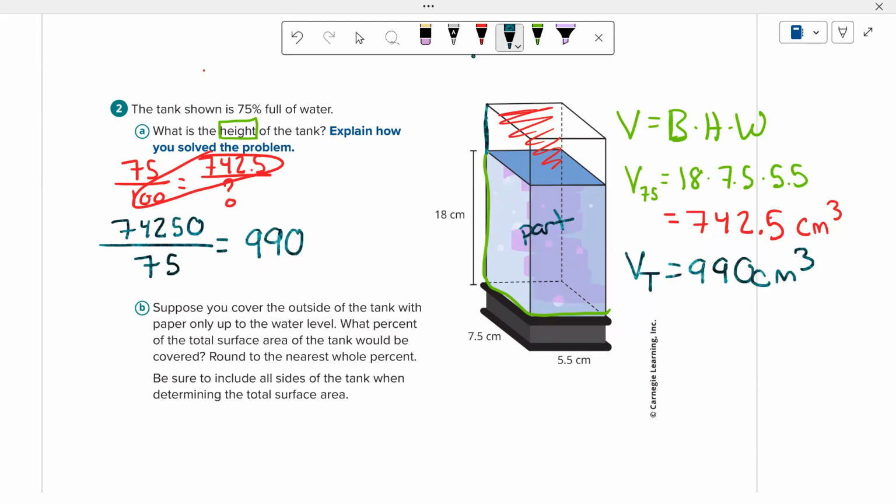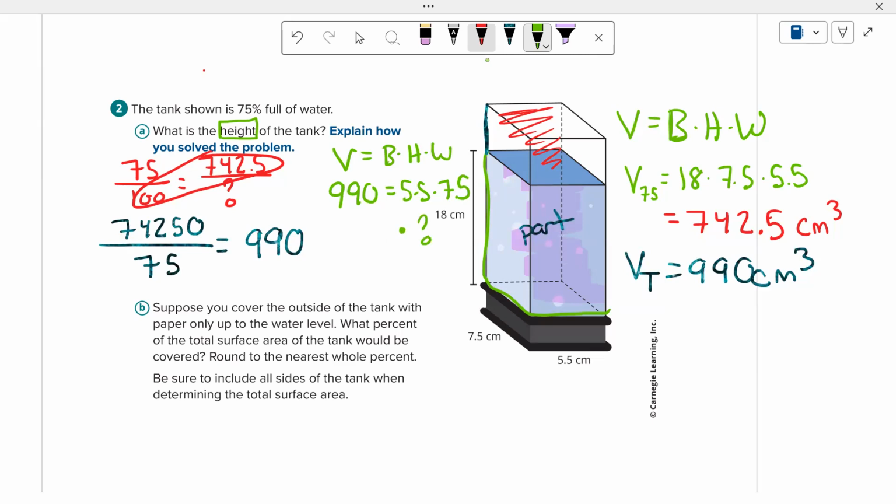So what I want to know is the height, though. That wasn't the question. Well, we have to remember, what's volume? Volume equals base times height times width. And I want to know the height. Since we know the total volume is 990, that must equal the base, which is 5.5, times the width, which is 7.5, times the height. I don't know the height, so that's a mystery.